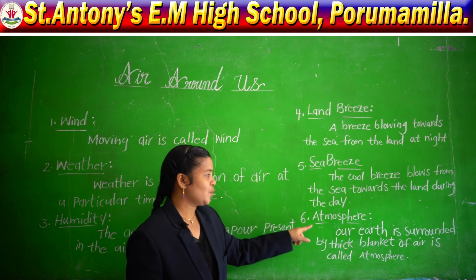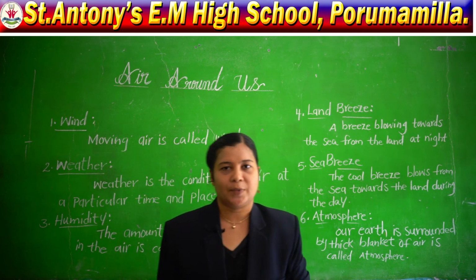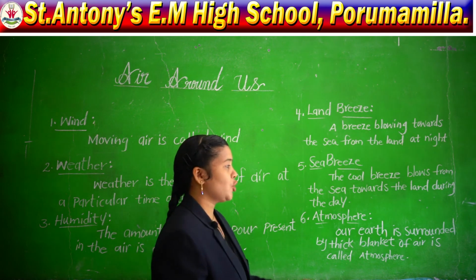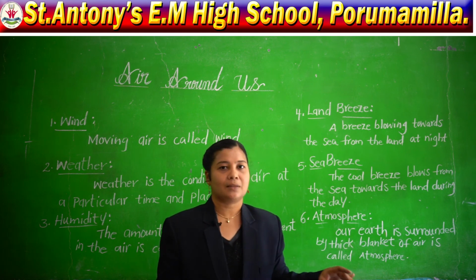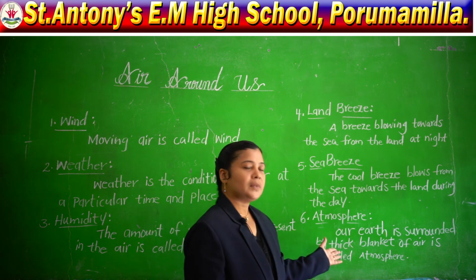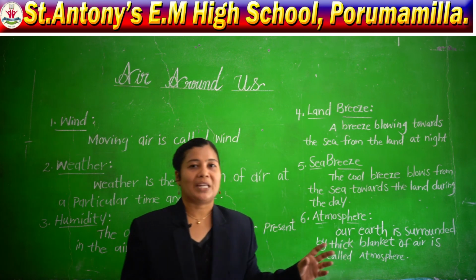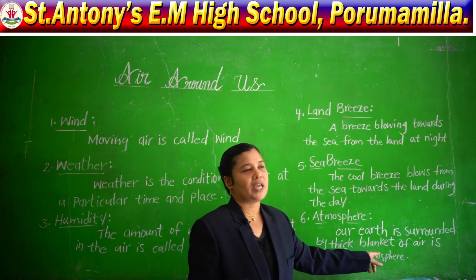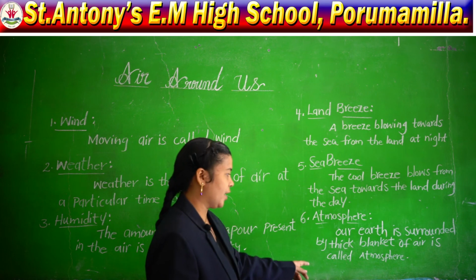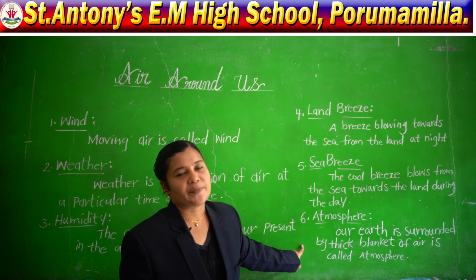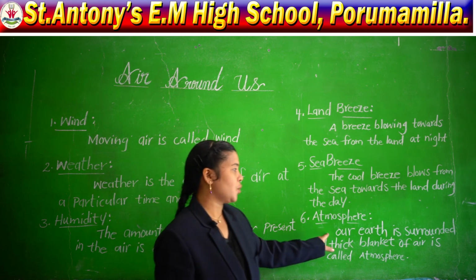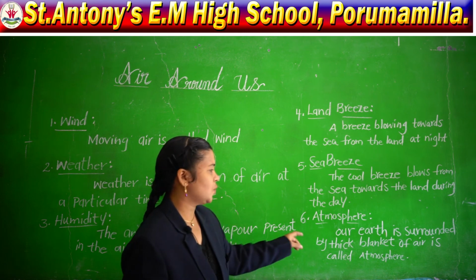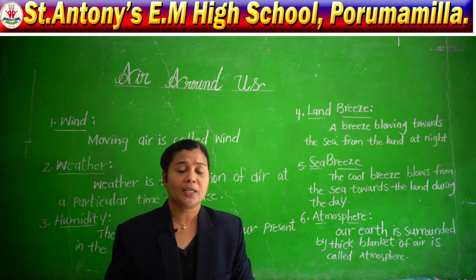Understood? Next, moving on to the atmosphere. You already learned in previous classes what the atmosphere is. Our earth is surrounded by air, and that air is also very thick. So, our earth is surrounded by a thick blanket of air. That thick blanket is called atmosphere. What are we calling it? Atmosphere.